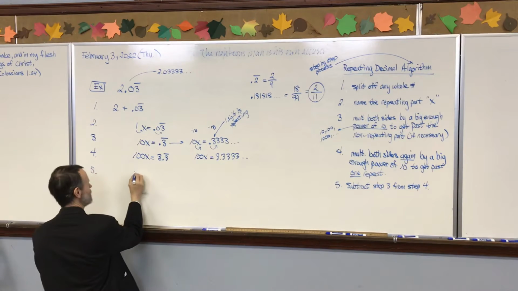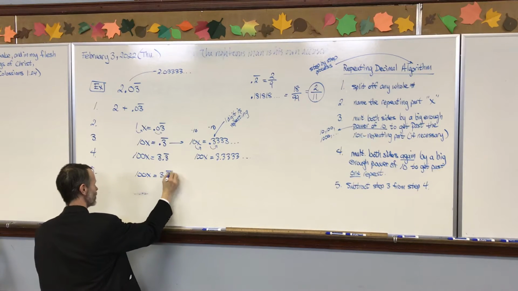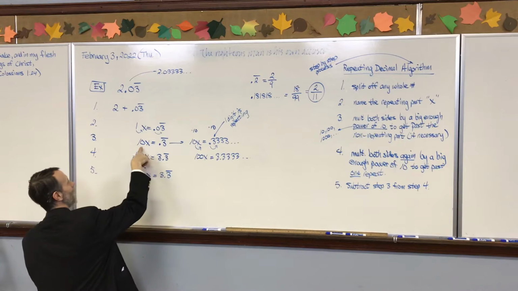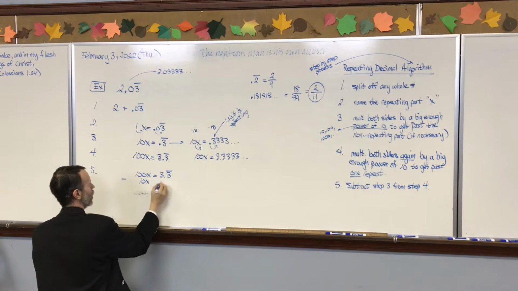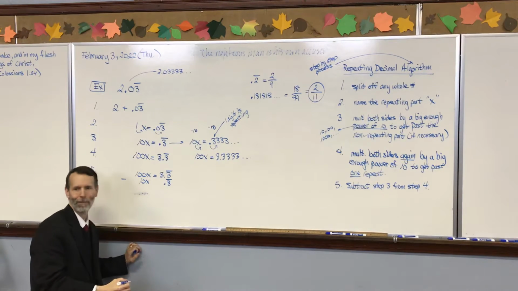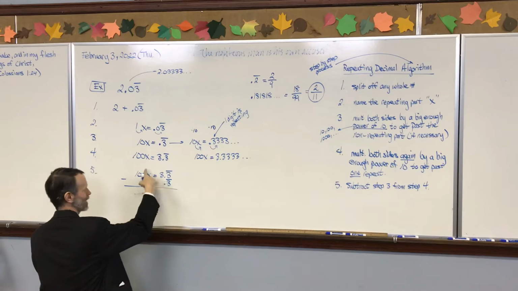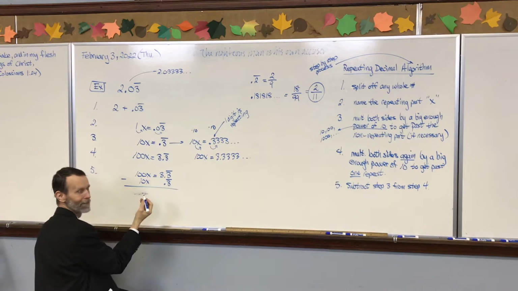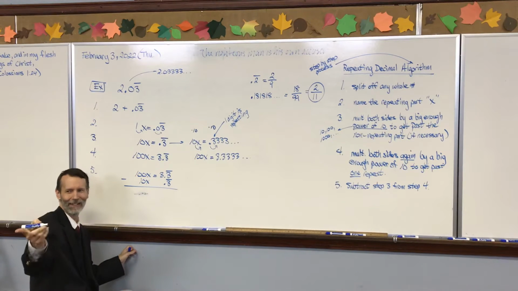In my humble opinion. Here's 4. Remember, you can do anything you want as long as you do it to what? Both sides. I want to subtract 3 away from 4. Does anybody see what's about to happen? Equals. First of all, what's 100x minus 10x? Anybody? It's not too hard. 0. No, 10. Go ahead, John.